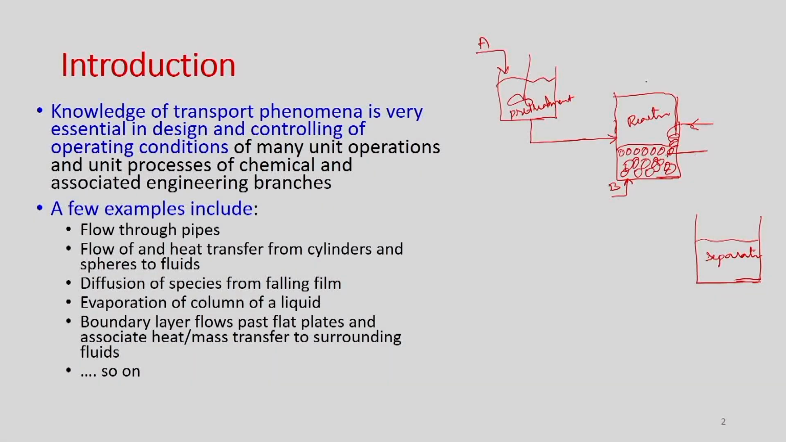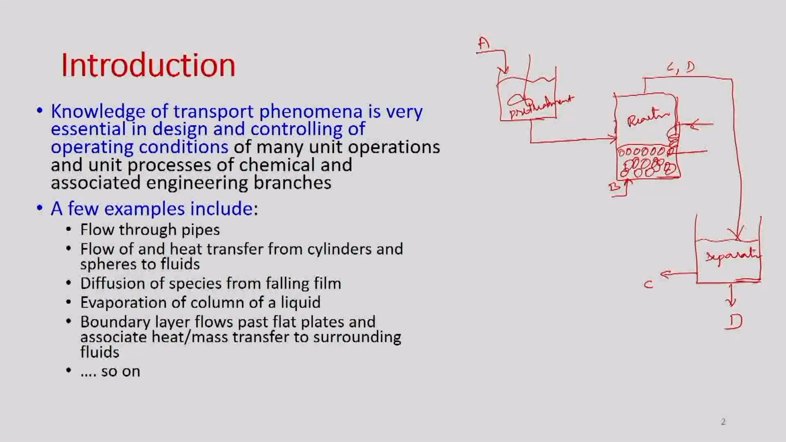Whatever products you have, you bring them to the separation unit, which is also a unit operation, where the product and byproduct, let us say C and D, are the things you get out of it. Let us say D is the final product, and C is a byproduct you are separating. This is how in general we have a flow sheet of any simple process.